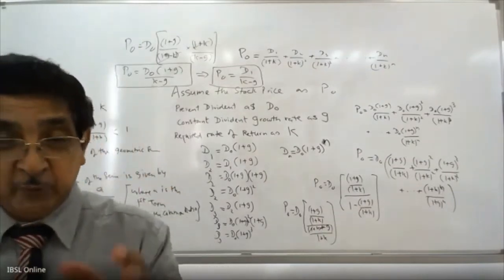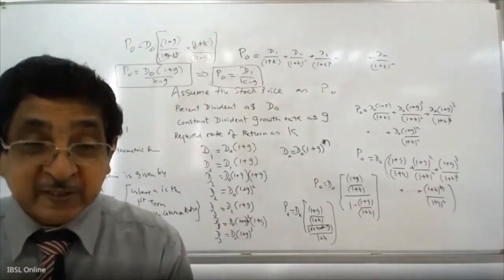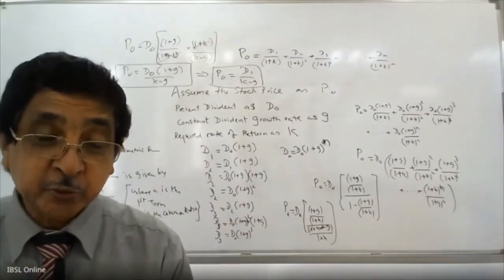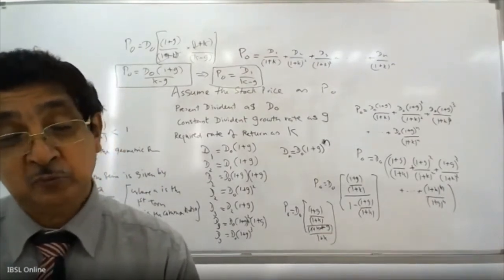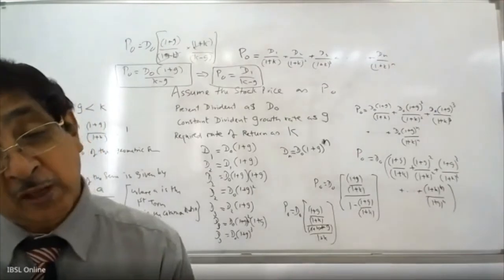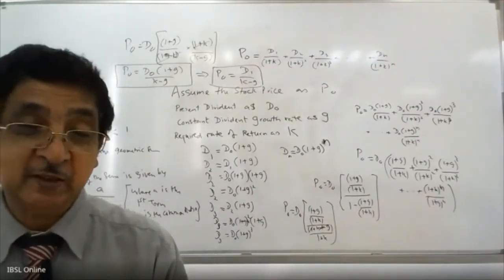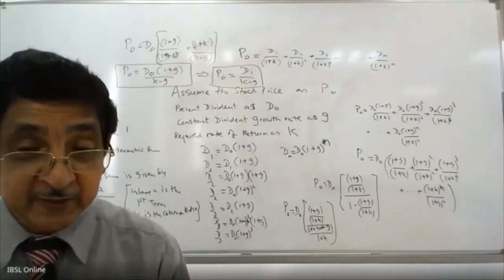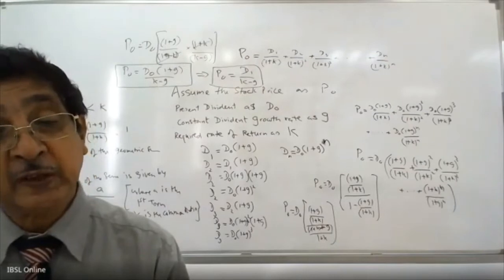Now, what I want to tell you is, now we have arrived at the formula. Very simple formula to evaluate the stock value. What is the formula? P0 is equal to D1 divided by K minus G. D1 is the first year dividends. K is the required rate of return. G is the growth rate of dividends.